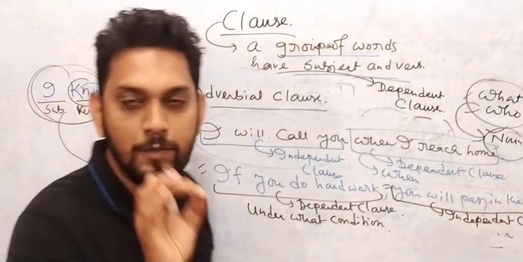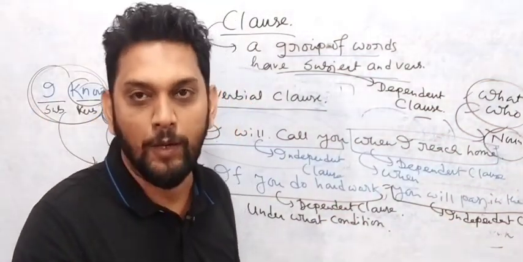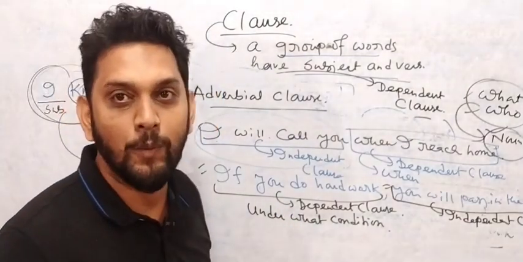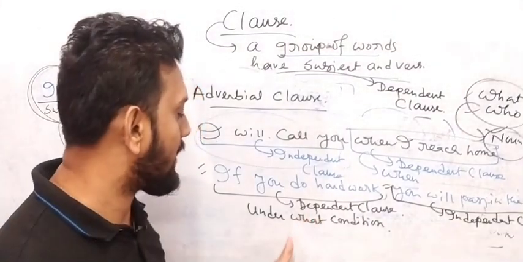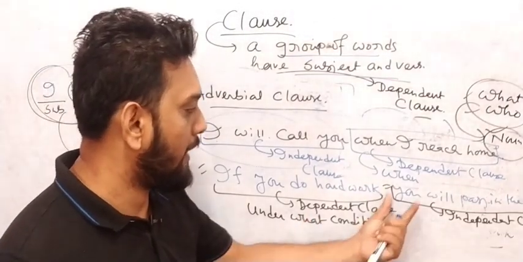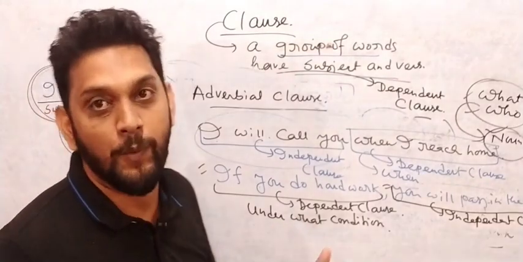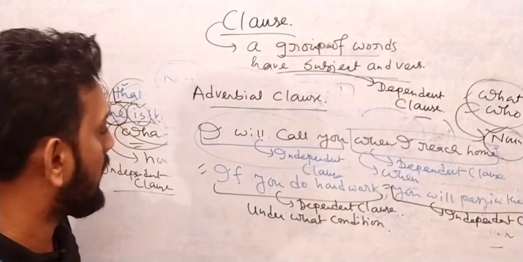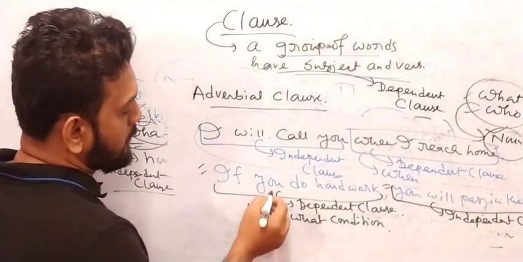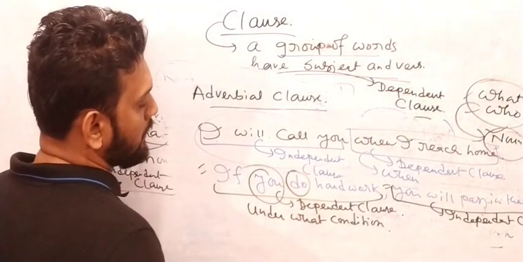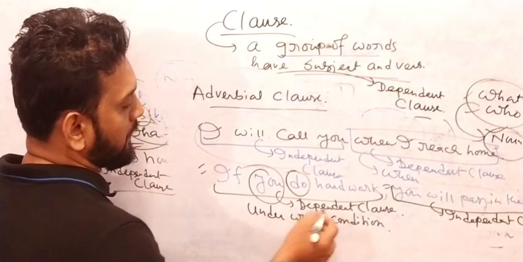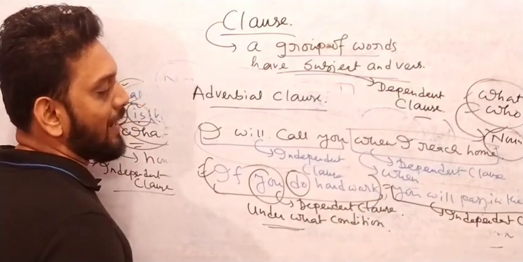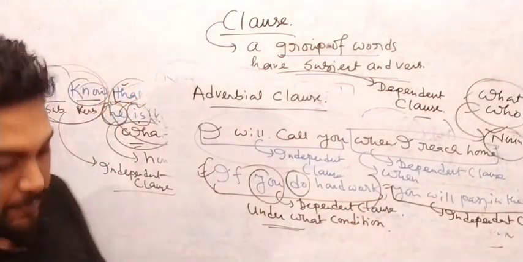You will pass in the examination. This clause can stand alone and express its own meaning. But "if you do hard work," then what? We don't get the complete meaning over here. And you will pass in the examination under what condition? Whenever you get the answer of under what condition, that always acts as an adverbial clause. Here it is a clause because "you" is the subject and "do" is the main verb. So "if you do hard work" acts as an adverbial clause. Did you understand, my friend, as of now?